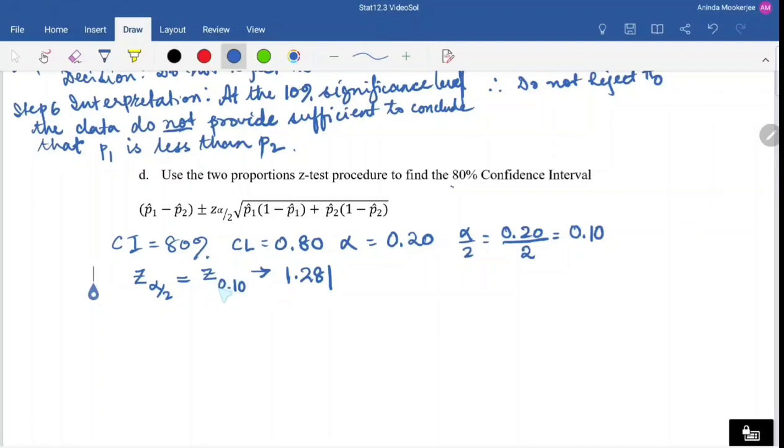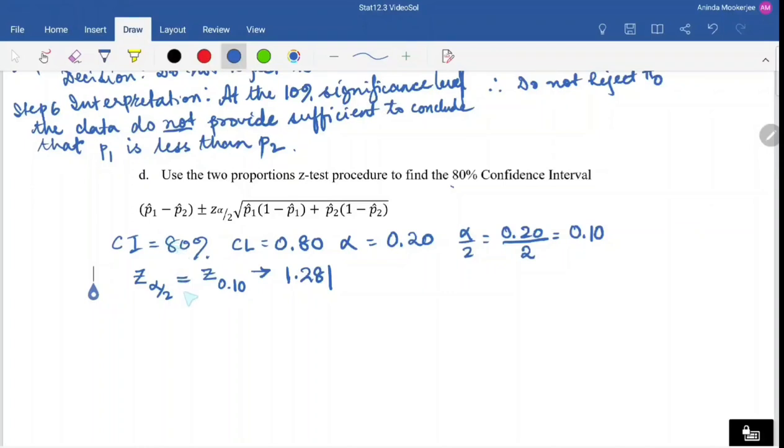This particular notation, z sub alpha by 2, whenever you have the alpha as a subscript of z or t or any other distribution, means it's looking for the z value whose area to the right is 0.10. And when that happens, the z value or the t value or any other statistic value is going to be a positive value. So it's 1.281. We can just go ahead and plug values into this formula.